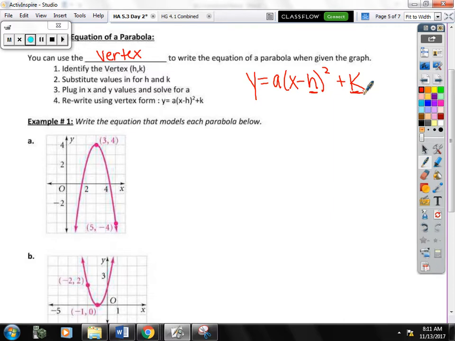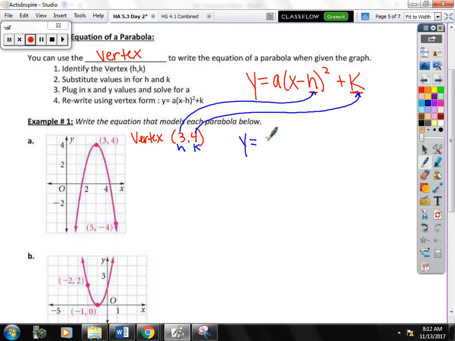All right, so in this first problem, we see that our vertex is 3, 4, which means that h is 3 and k is 4. That gives us 2 of the values. So I'm going to take and plug those in to my vertex form. And it does not look like it's going down 1 over 1 because it doesn't actually touch the box. So we are going to have to solve for a.